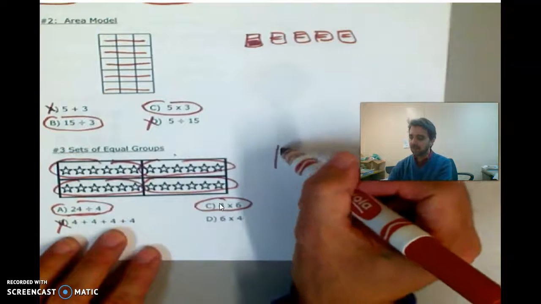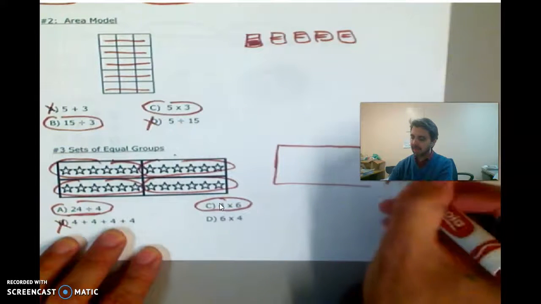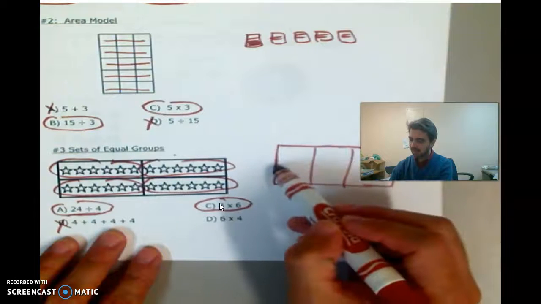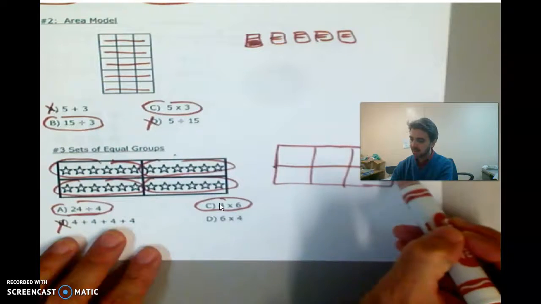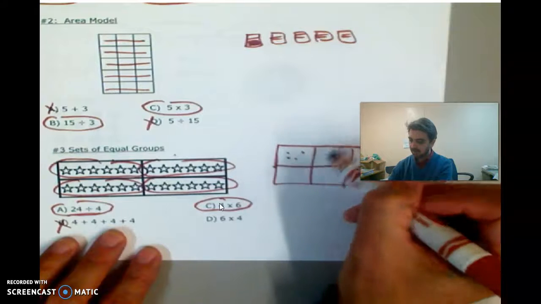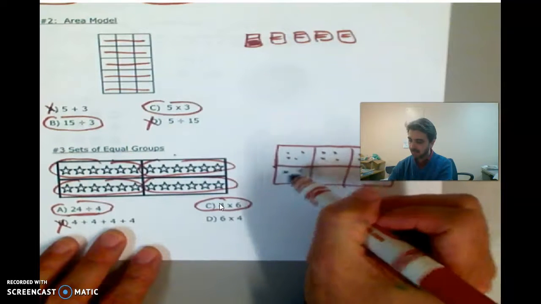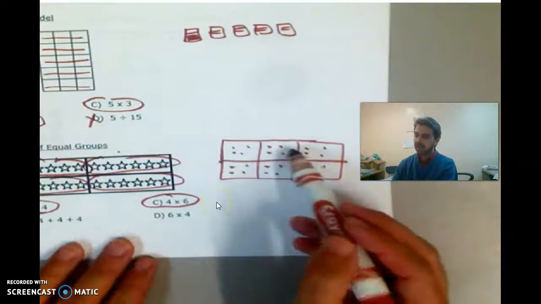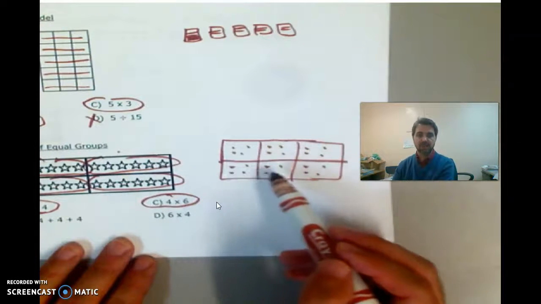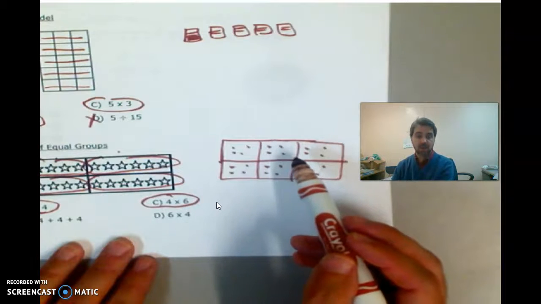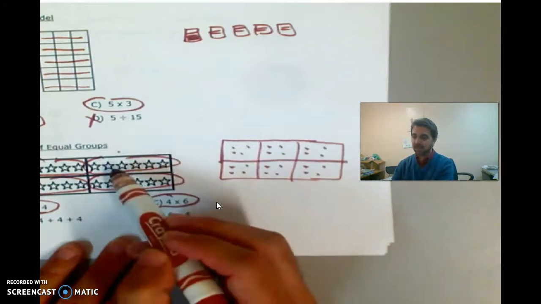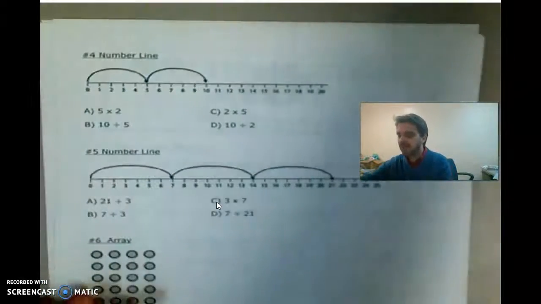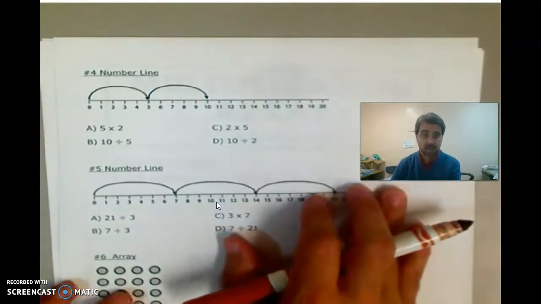6 groups of 4 might look something like, let's see, am I doing that right? Yeah. So there's 6 groups of 4. You've got 6 groups, and you've got 4 in each. That still gives you 24. But that expression doesn't represent this model, okay? So I'm going to cross that one off. All right? And on the next page, we had some number lines, which are always very exciting.